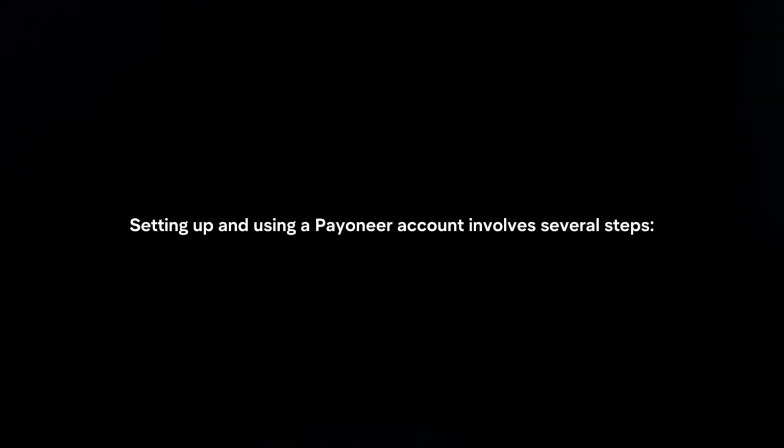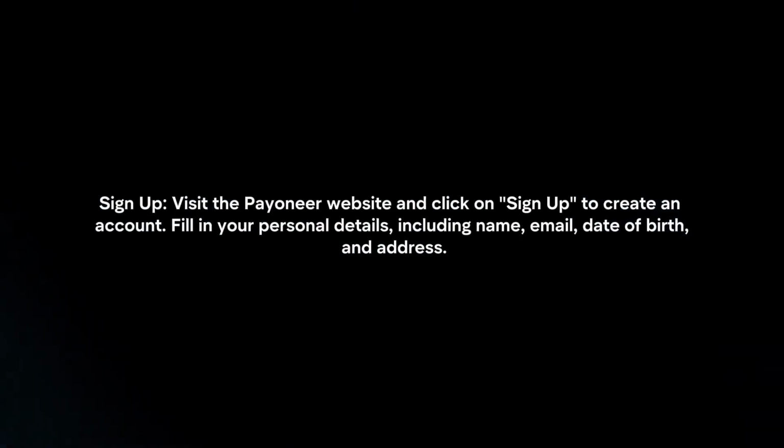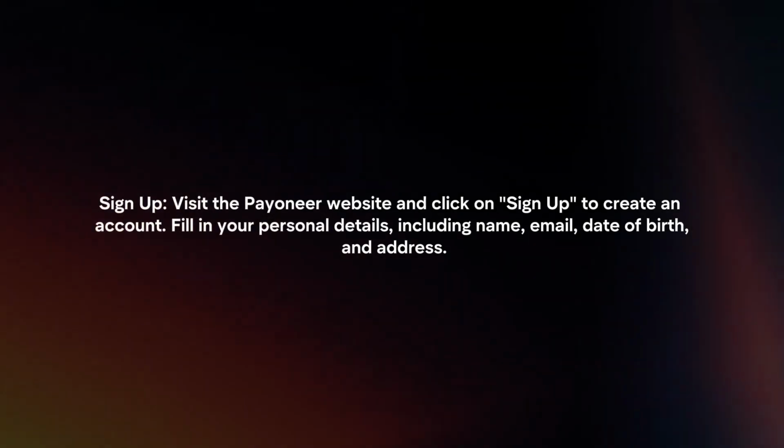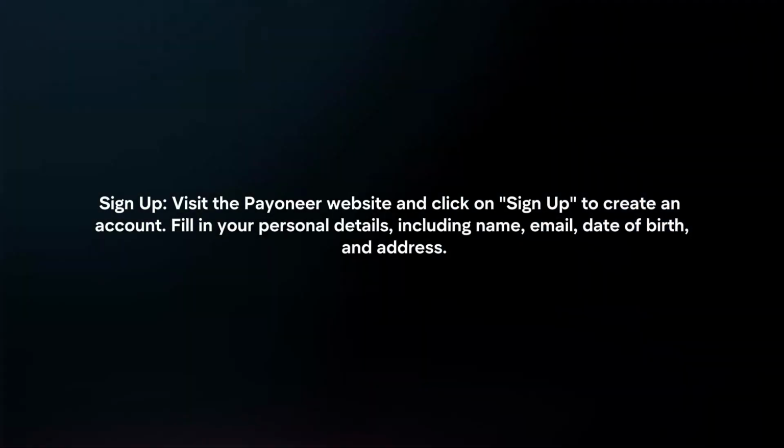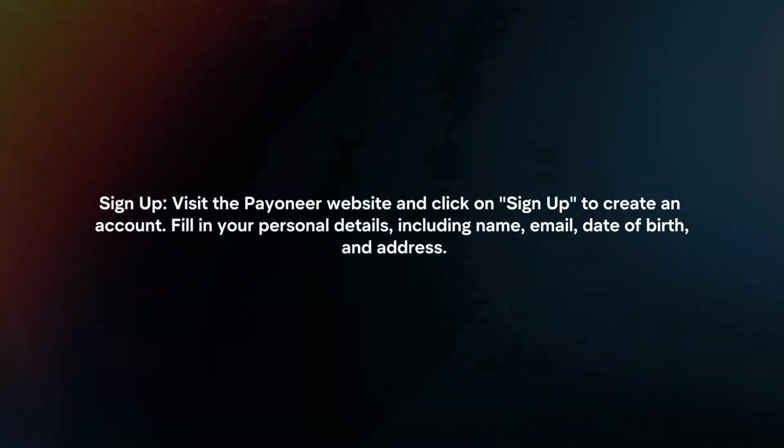Setting up and using a Payoneer account involves several steps. Sign up. Visit the Payoneer website and click on Sign Up to create an account. Fill in your personal details, including name, email, date of birth, and address.